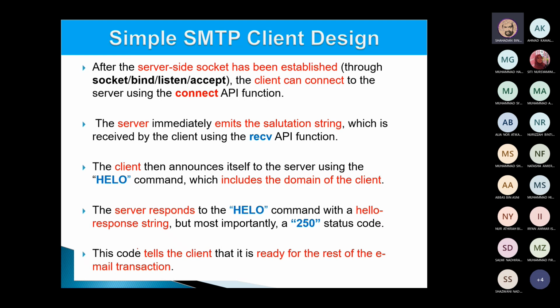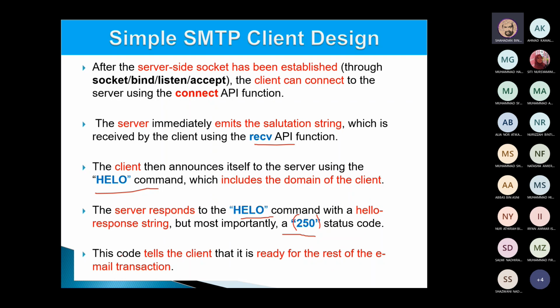Okay, explanation. After the server side socket has been established through socket, bind, listen, accept, the client can connect to the server using the connect API function. The server immediately emits the salutation string, which is received by the client using the receive API function. The client then announces itself to the server using the hello command, which includes the domain of the client. The server responds to the hello command with a hello response string, but most importantly a 250 status code. Dia panggil code 250 tadi kan.